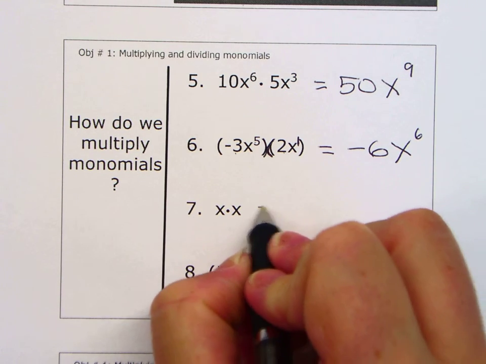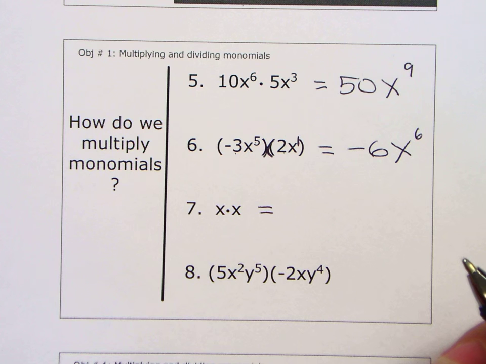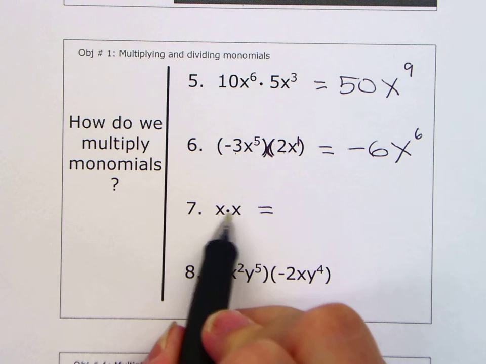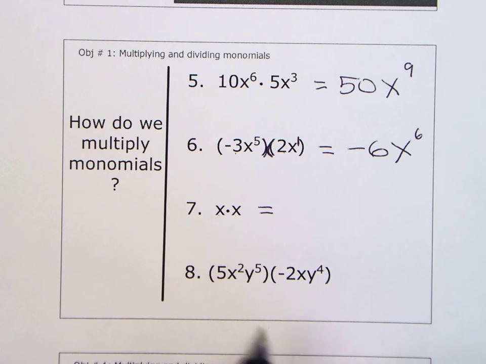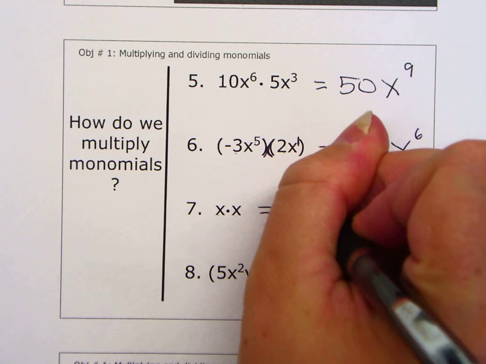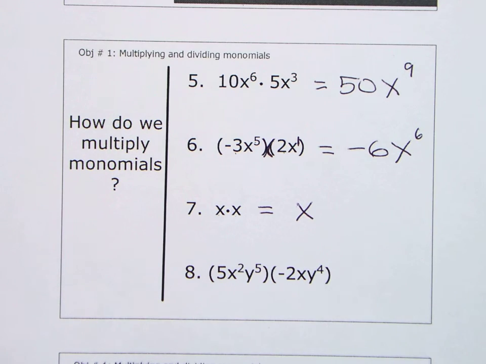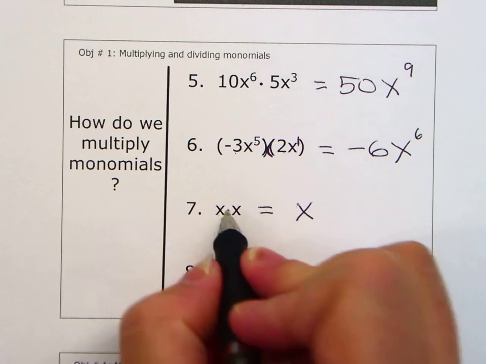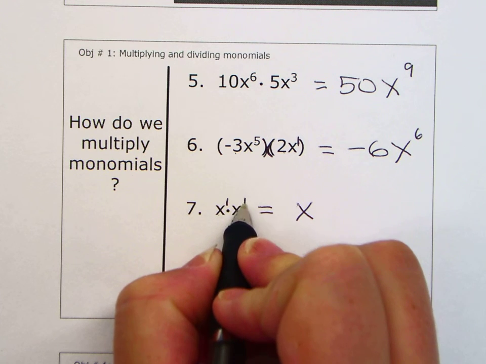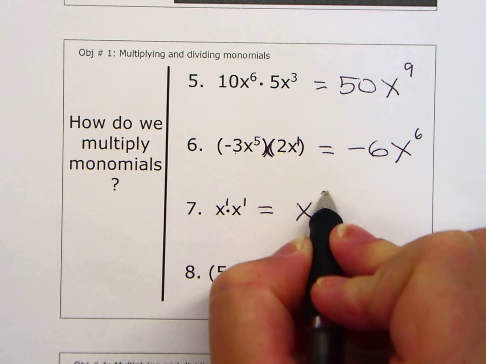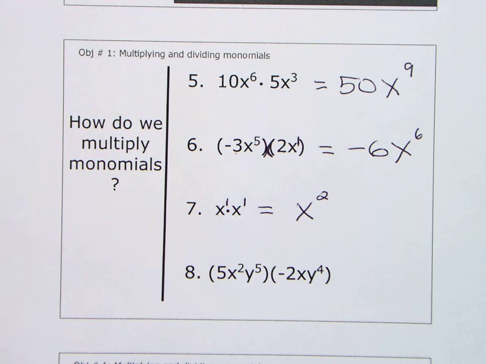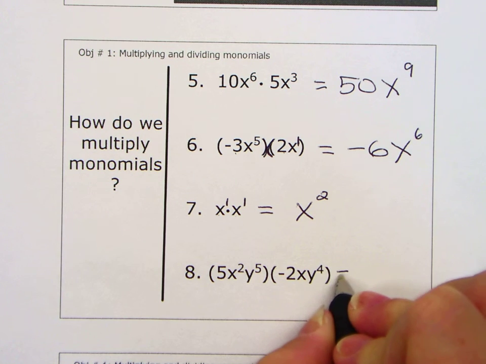Number 7. This is very, very basic, but a lot of students get this wrong. X times x. It has no coefficients, so it's just going to be an x. But what's the exponent? Just like here there's a 1, there's invisible 1s here. 1 plus 1 gives you 2. X times x is x squared. Repeat. X times x is x squared. That's so, so, so important.